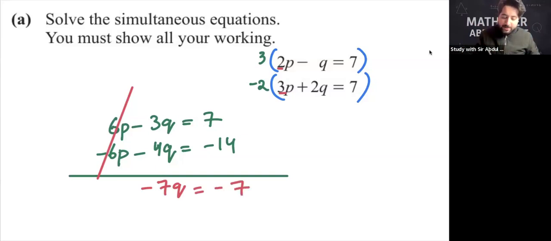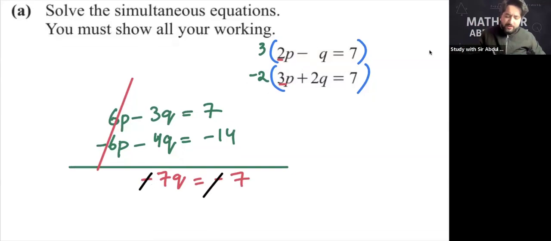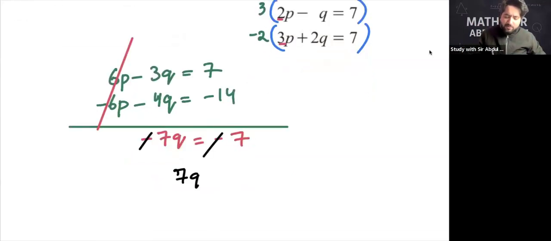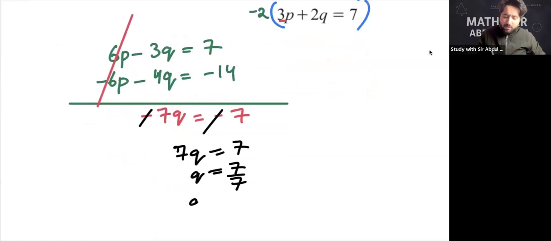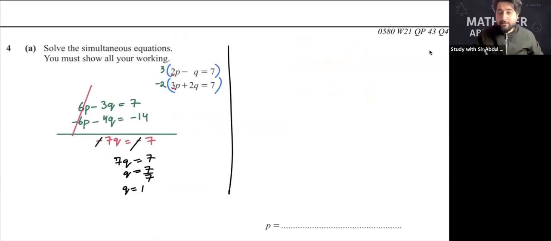Guys, I can easily cancel minus 7 and minus 7. I can easily cancel minus minus only. Forget about the 7 now. So I can cancel 7q is equals to 7. So q is equals to 7 over 7. So q is equals to 1. Okay, so this question will give you 1 mark till this point.